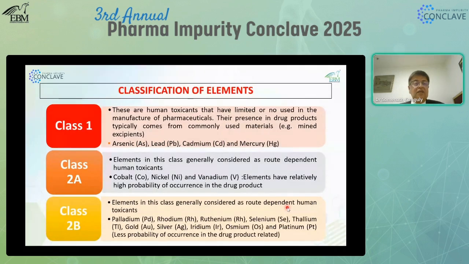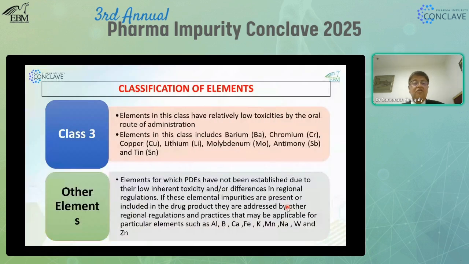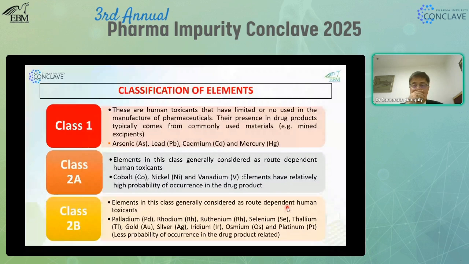So there are 4 categories: class 1, class 2A, class 2B, and class 3, and other elements also. So these are all well known. Class 1 is the big 4: arsenic, lead, cadmium, and mercury. And class 2A is cobalt, nickel, vanadium.